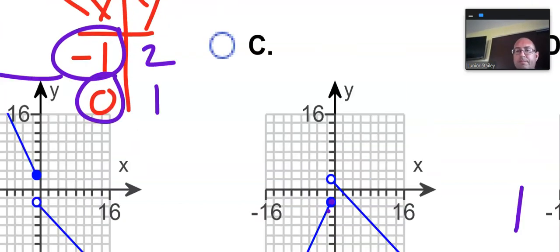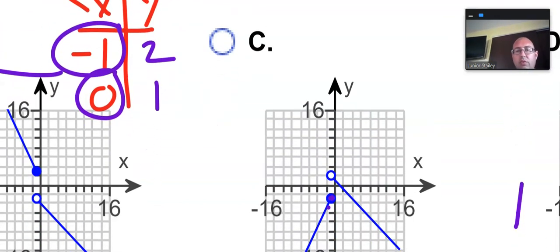And then the open circle would be at -1, 2. Okay, that looks good. And it goes through the point 0, 1, which is right next to it. Yeah, that's good.